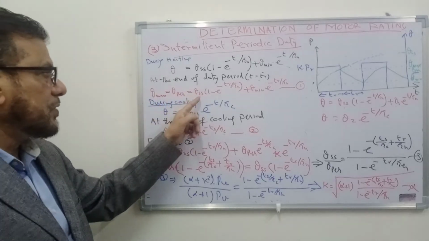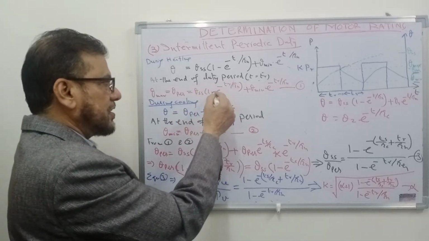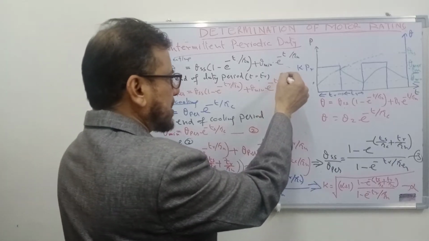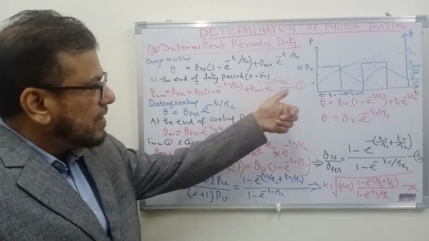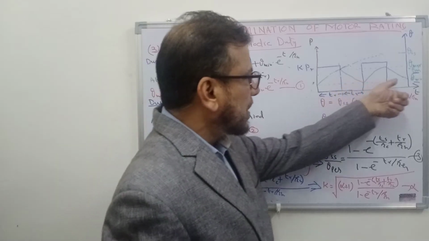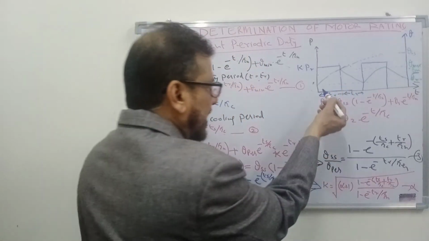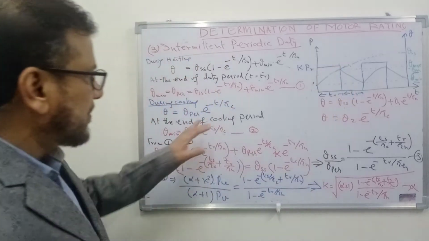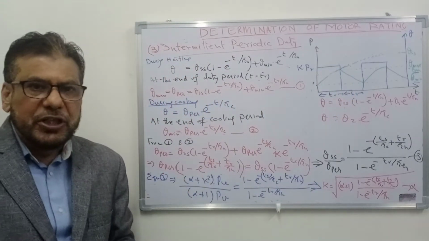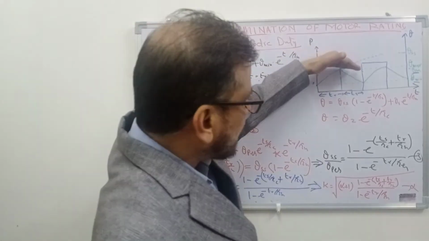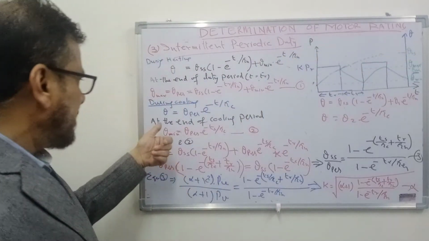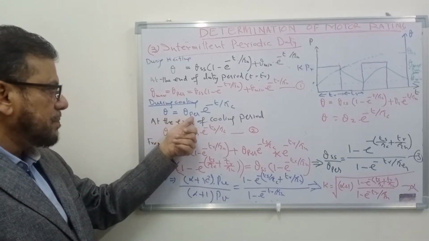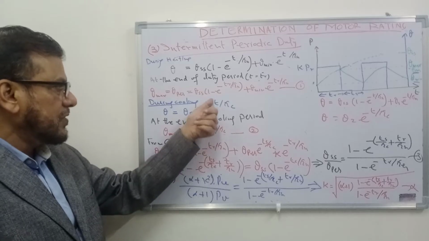So theta permissible is equal to theta SS times 1 minus e to the power minus tr upon tau h, plus theta min e to the power minus tr upon tau h, where theta min is the minimum temperature during the cycle. That is the starting point of this cycle. So this is the minimum temperature. So this is equation number 1. During cooling, the initial temperature is theta max. So the temperature will be like this: theta equal to theta PER e to the power minus t upon tau c.